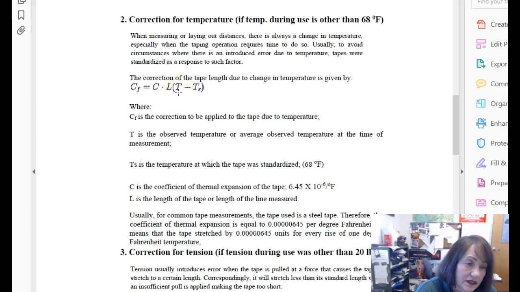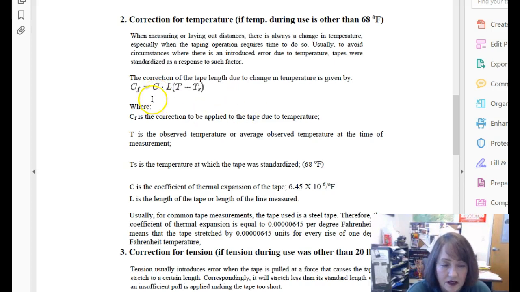So this temperature is like if you're working on the highways, you're measuring a length with a tape, and the temperature outside is 80 degrees. This would be 80 degrees. This would be 68 degrees. This would be the number that you read on the tape, right? And this would be 6.45 times 10 to the negative 6.